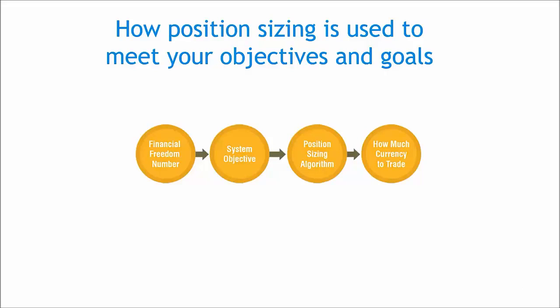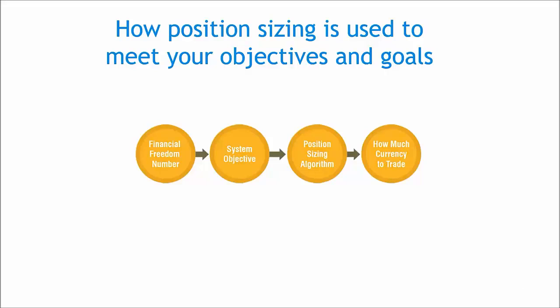Before we get into some specific position sizing models, I would like to review how some of the decisions you have been making over the past few lessons all come together in the topic of position sizing. As you can see from the diagram, your broad financial goal as expressed by your financial freedom number leads you to develop your trading objectives. To achieve those objectives, you devise a position sizing model. This in turn, with the help of R multiples, tells you exactly how much to trade.